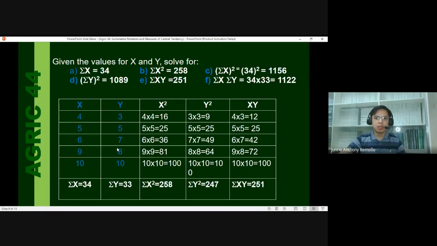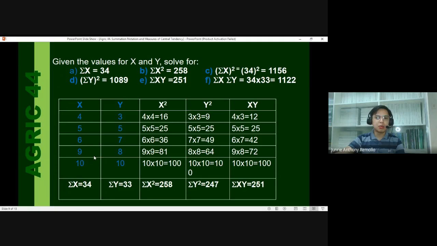Say for example, we are just focusing on the values of x. So 4, 5, 6, 9, and 10. If we obtain the value of x, then we just add up all the 5 values, and it will result in a sum of 34, and that is the value of the summation of x. So meaning, given these values, n is equal to 5.